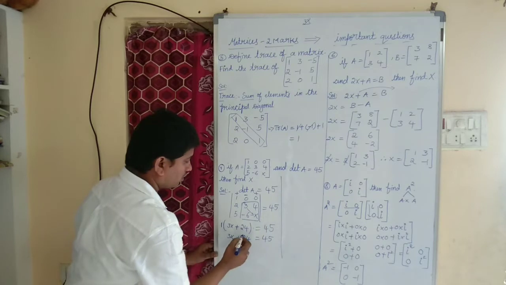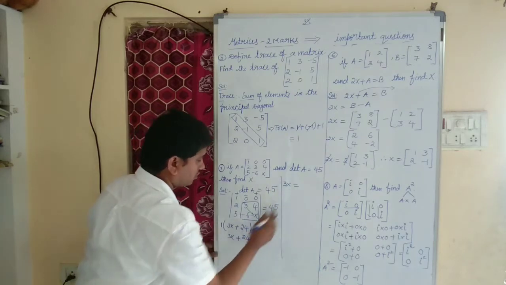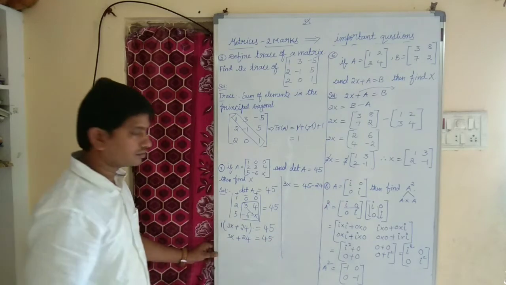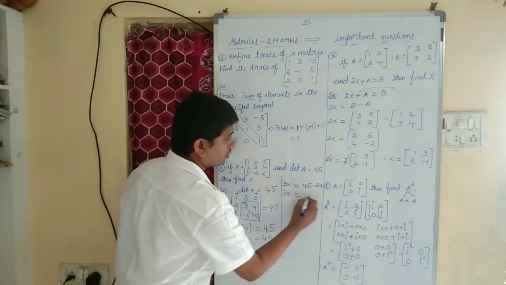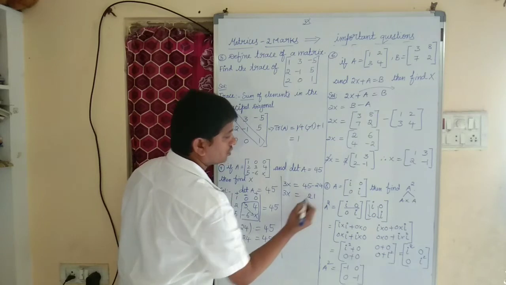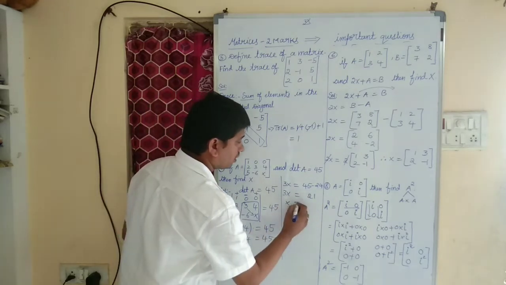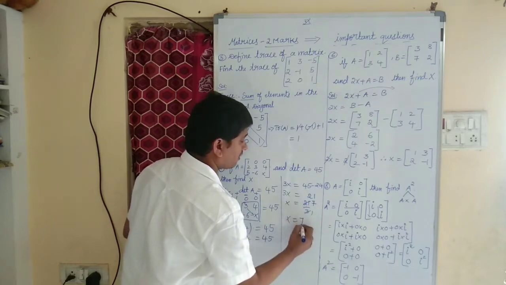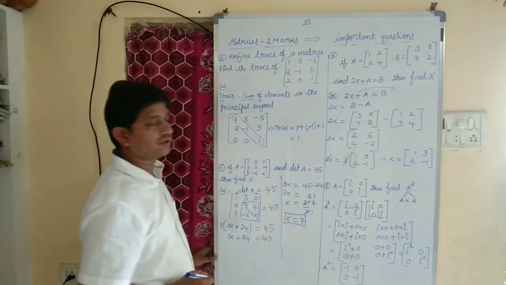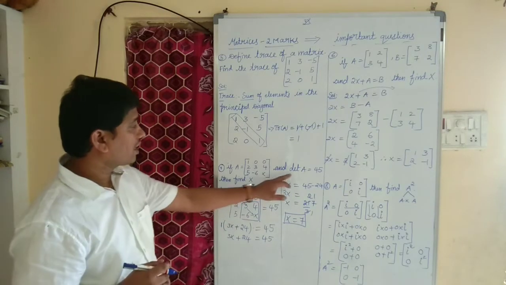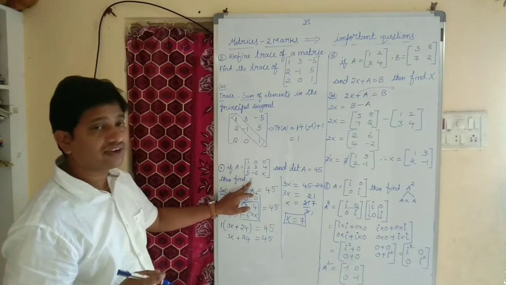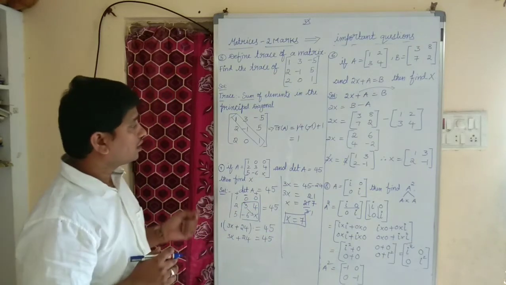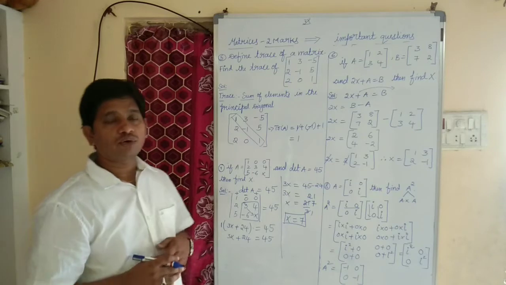Right? Now 3x equal to, you transpose 24: 45 minus 24. So 3x equal to 21. So x is equal to 21 by 3, 3 7s are 21. So what is the value of x, children? The value of x is 7. Actually they are asking to find the x value only. So here the x value is 7. Okay, these are the most important 2 mark questions.